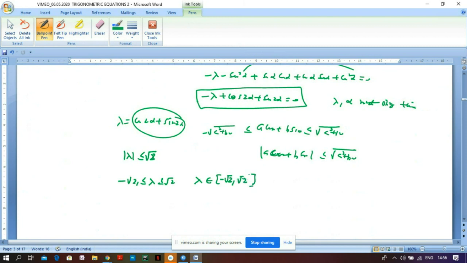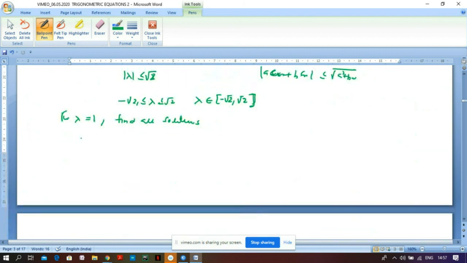So that was the first part, and it gave a second part also. That was that for lambda equal to 1, this told you to find all solutions, means general solution for lambda equal to 1. So that's easy. Once lambda is equal to 1, it means you want to find cos 2 alpha plus sine 2 alpha equal to 1.